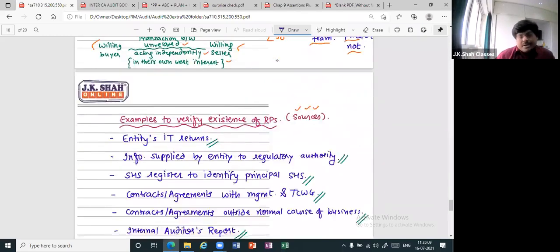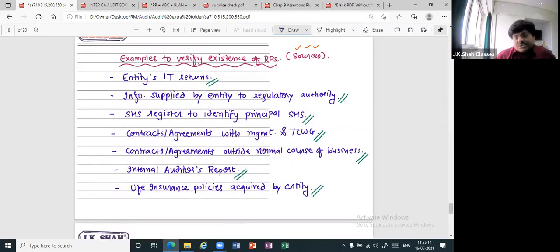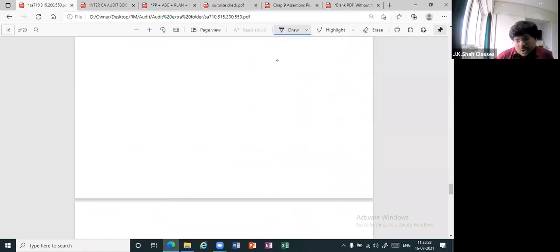Can you give me some examples of sources from where you can get related party information? IT returns, information supplied to a regulatory authority like SEBI, shareholders register to know principal shareholders, contracts and agreements with management, transactions outside the normal course, internal auditor's report, life insurance. All cool? Finish.